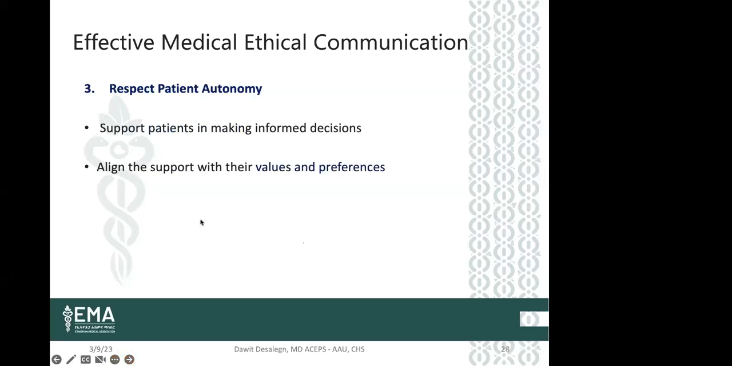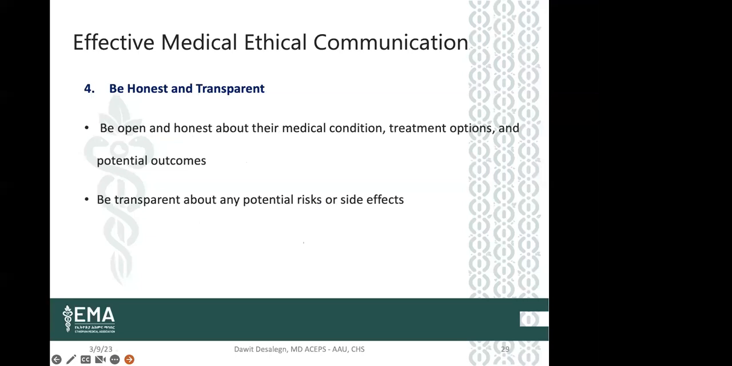The other is respecting. We have already discussed this. You need to support the patient in making informed decisions, and you need to align the support with their values and principles. Different people have different values based on religious or social backgrounds, and you need to respect those values. It's not just because treatments are made available, but that has to be aligned with somebody's values and preferences. And it is required that you stay honest and transparent, and we will come to it when you have a bad or difficult conversation, and how you stay honest and transparent.